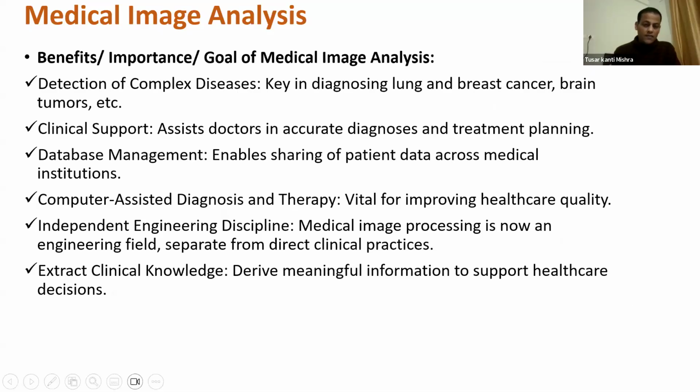Why medical image analysis? What are the benefits? What should be the goal or objective? These are the key points I have noted down. Medical image analysis, we generally do for detection of complex diseases. Complex diseases may be like lung and breast cancer, brain tumors, or presently regenerative medicine, a very emerging domain coming out in the market.